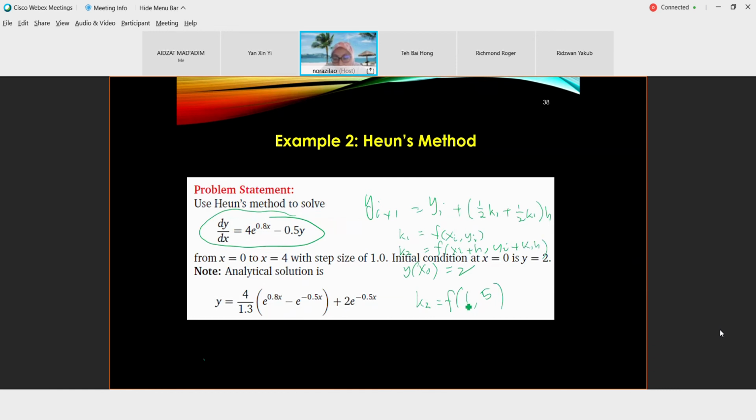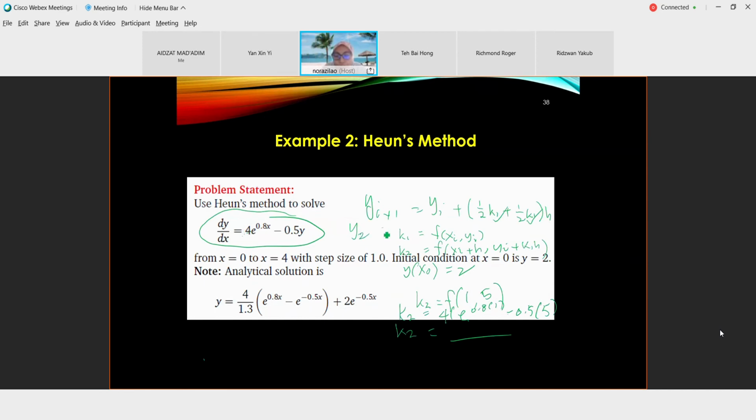After that, replace function X1, Y5 here. Okay, then you obtain K2. So K2 is equal for exponent 0.8, 1, minus 0.5, 5. So K2, okay, determine K2. Okay, after you know the value K1 and K2, and then baru you masuk kat sini. Then you obtain Y1. Okay, at 0, Y1, so you produce Y2.